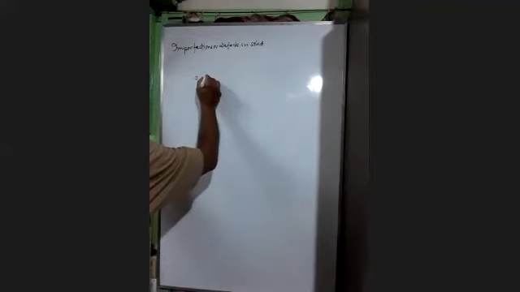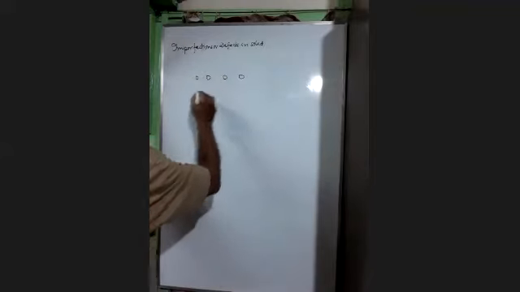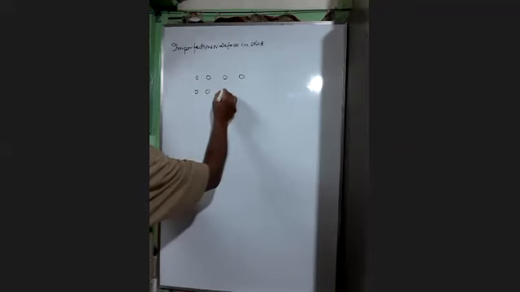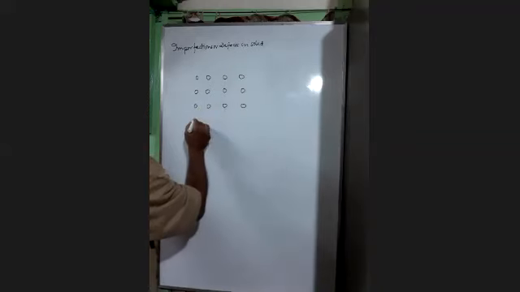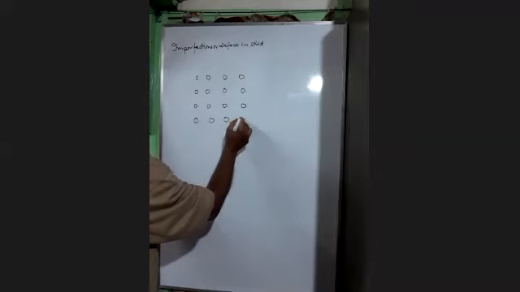Imperfections or defects in solids. We know crystals are formed by the regular arrangement of the particles. Say this is the one; I'm only drawing the front side. If in all the places the particles are there, then it will be an ideal crystal.